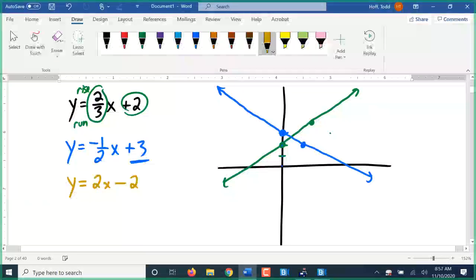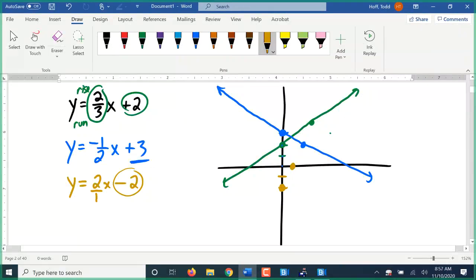So y equals 2x minus 2. We start out at minus 2. That's our y-intercept there. The 2 multiplying x, remember, has to be a fraction. It has to be a ratio, rise to run. So we make it 2 over 1. So from this starting point that we found, the y-intercept, we rise 2, run 1 to get our second point right there.